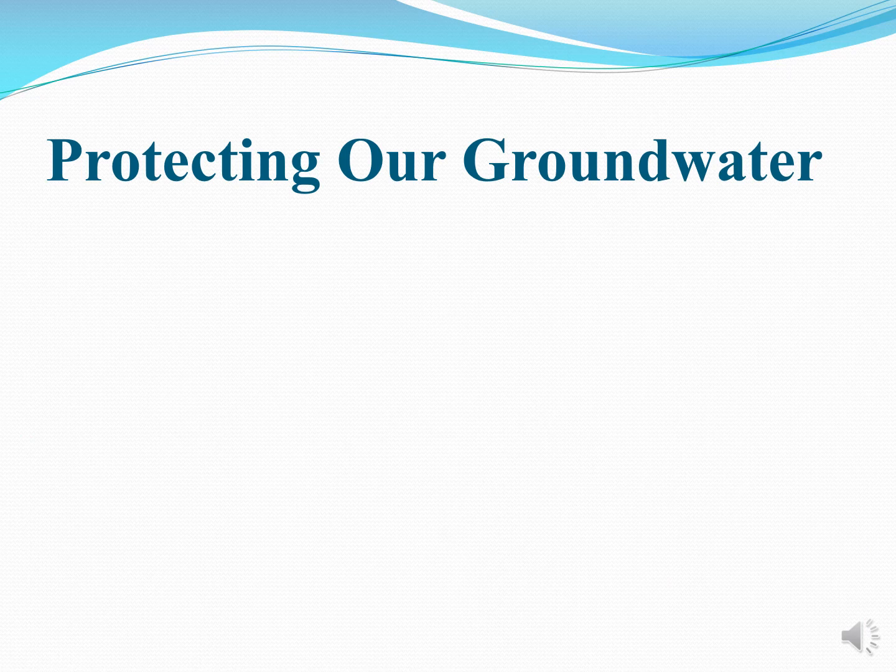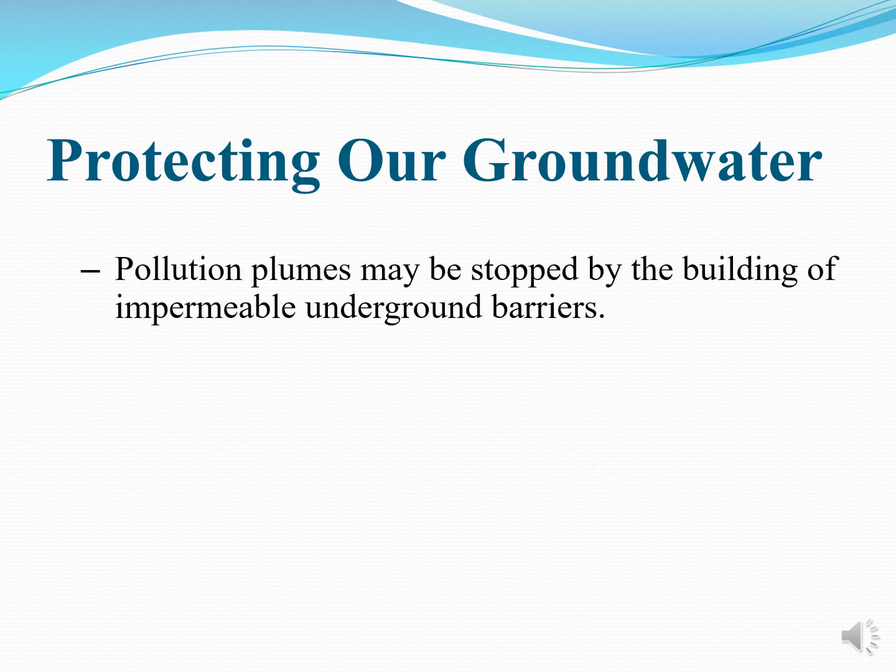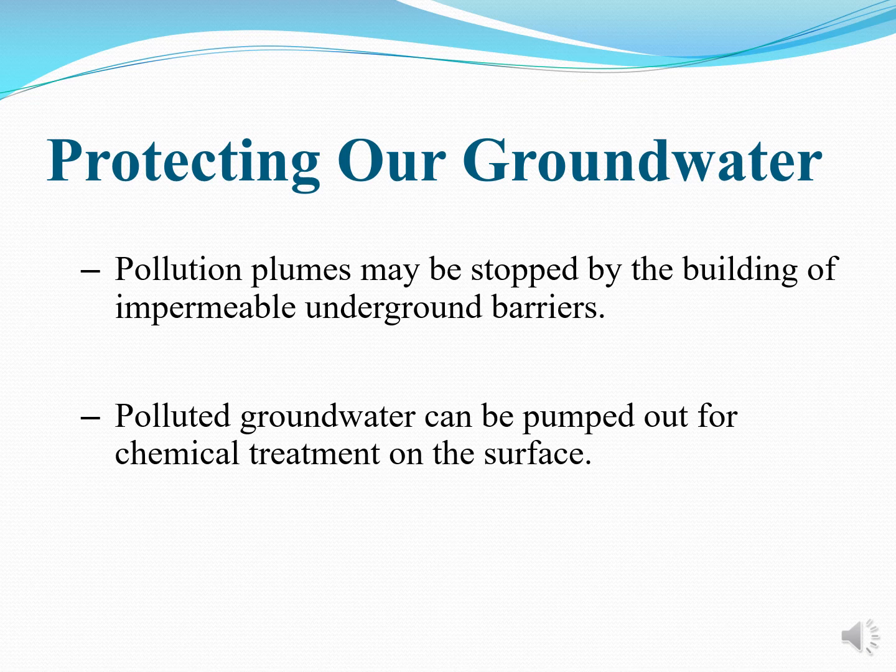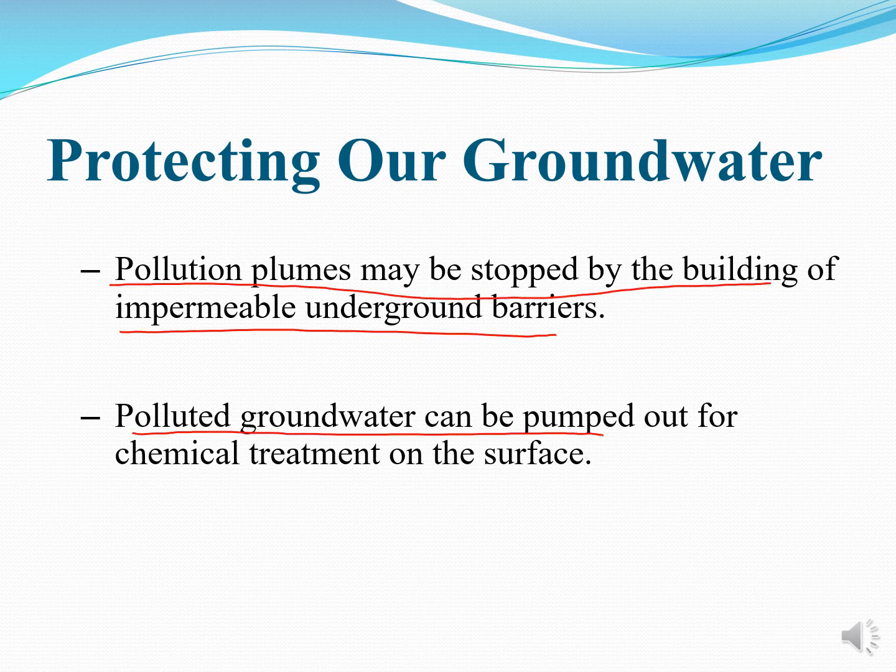So how about protecting our groundwater? How can we protect it? Well, pollution plumes may be stopped by the building of impermeable underground barriers. Polluted groundwater can be pumped out for chemical treatment. So we can stop it by building impermeable underground barriers, as well as pumping out the polluted groundwater.